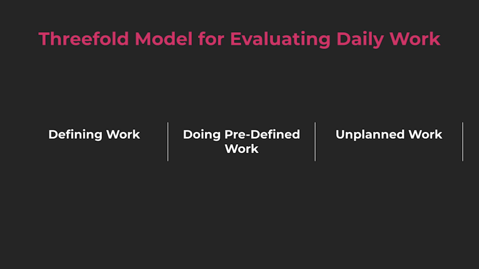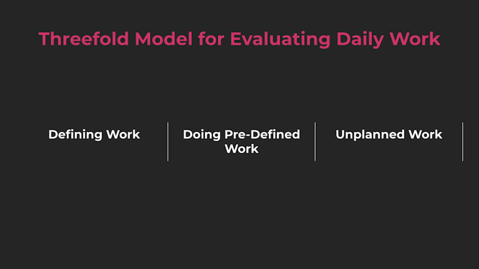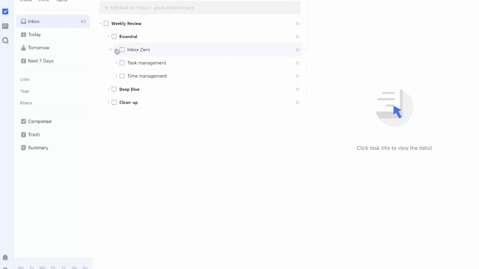Threefold model for evaluating daily work. On a given workday, you're usually doing one of these three things: defining your work, getting clarity on what needs to be done through clarifying and reflecting; doing the work that is already defined, engaging with next actions; or doing the work as it shows up, taking care of anything that lands on your table as soon as it shows up. This is what being busy is, as opposed to getting things done. Avoid this.